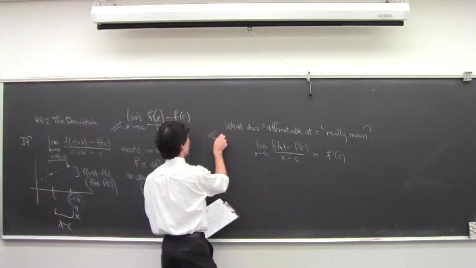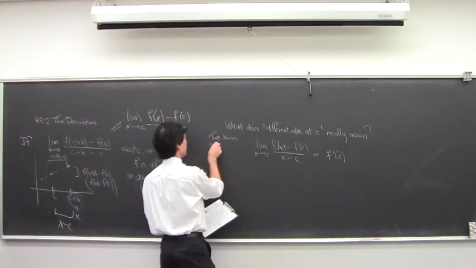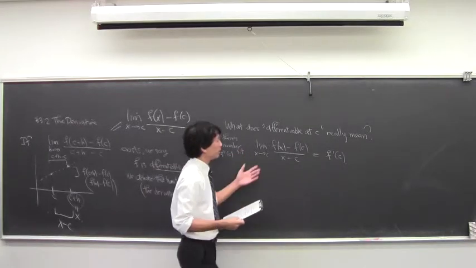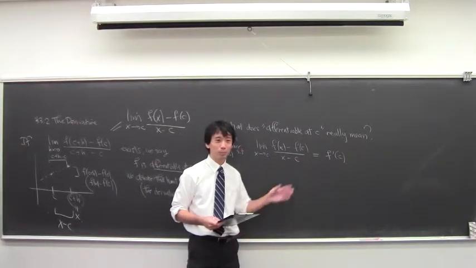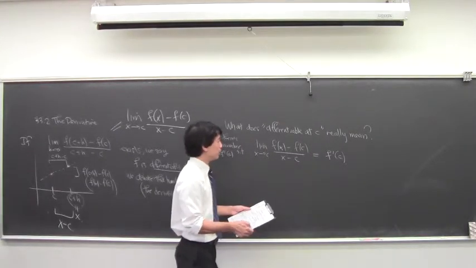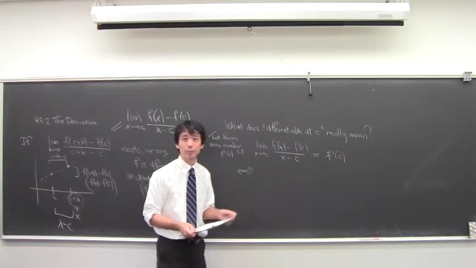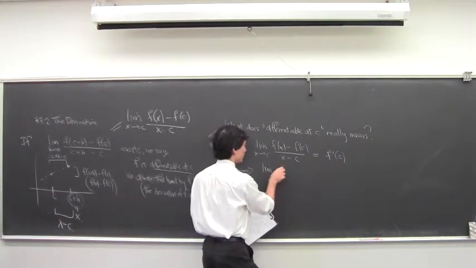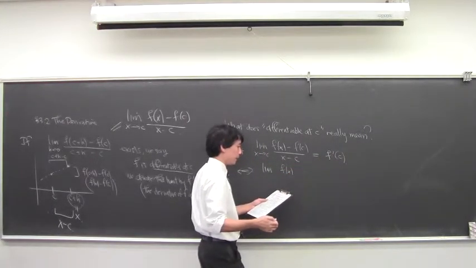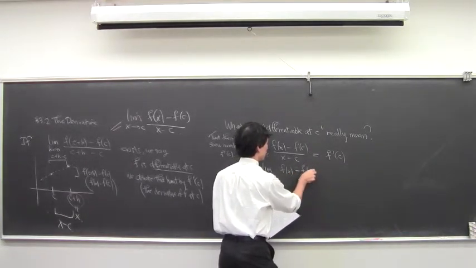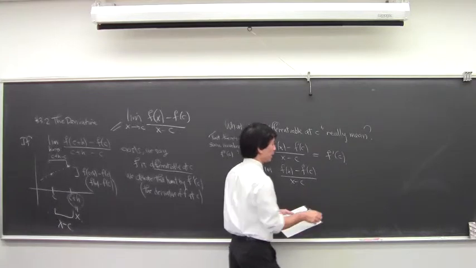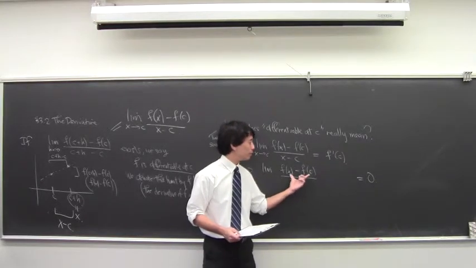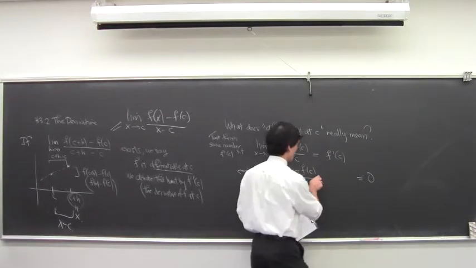That there's some number f prime of c such that this happens. Nobody would disagree with me, I hope. So I'm going to rewrite that and see if it tells me a little more about what differentiability really means. I'm going to move the f prime of c to the left-hand side. I'm going to subtract f prime of c from both sides and combine it with this fraction, so I'm going to find a common denominator.